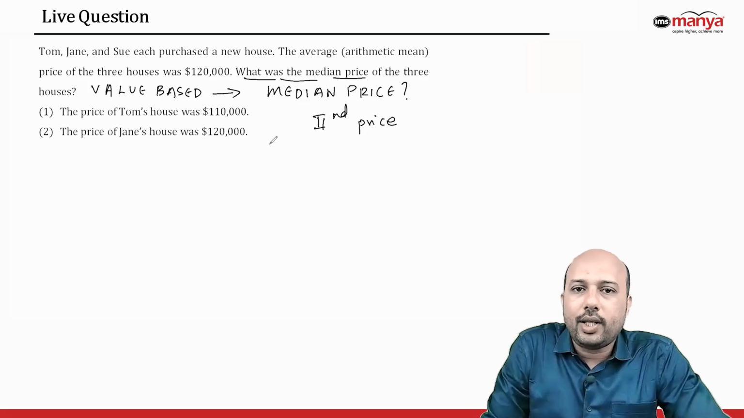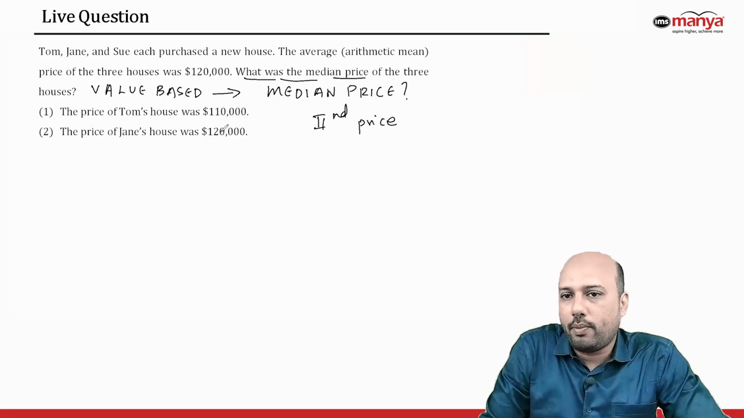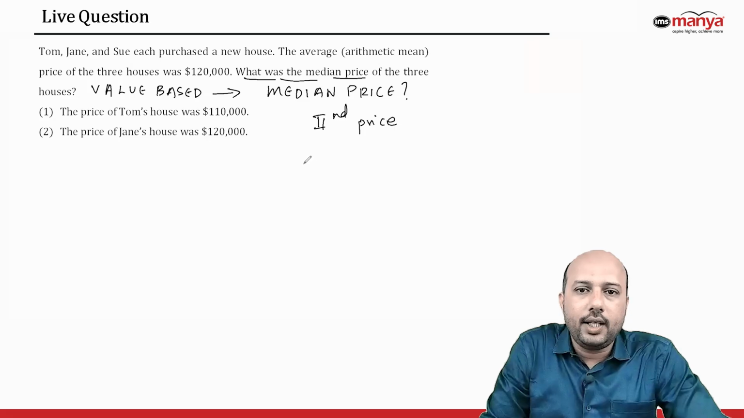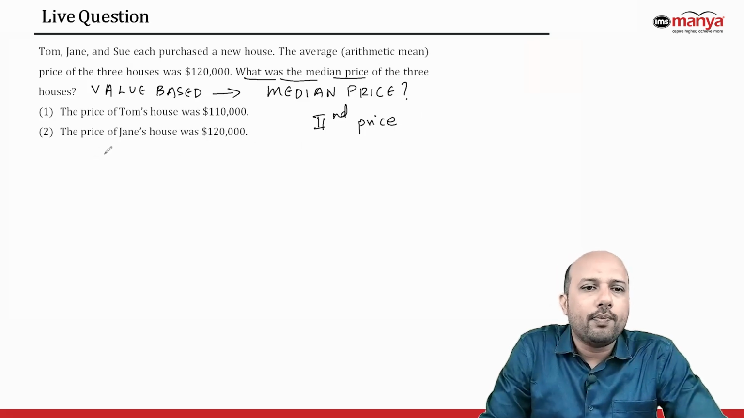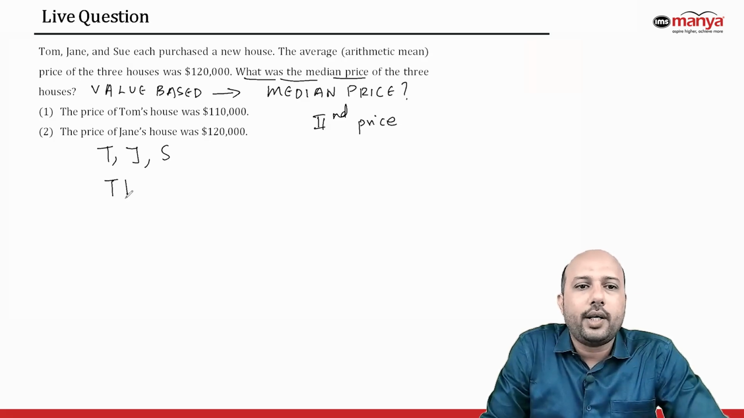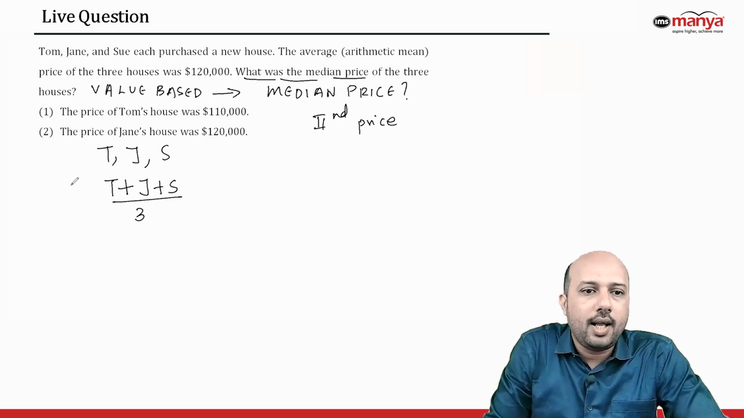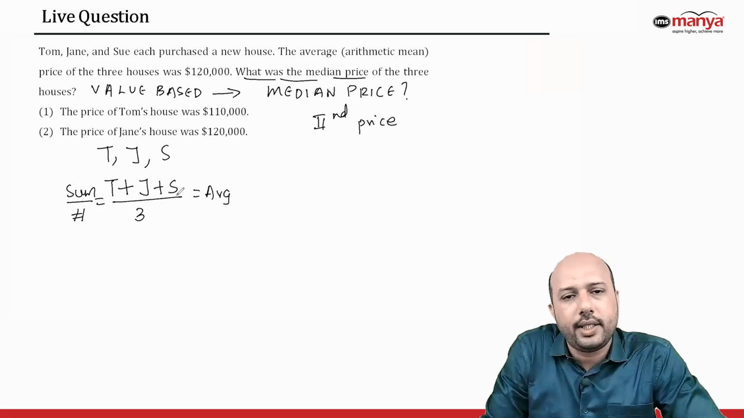Now we know we have to find a unique value here because it's a value-based data sufficiency question, and we are clear on what we need. But let's try to find out what we know from the question. If T is Tom's price, J is Jane's price, S is Sue's price, we do know that the average of the three prices was $120,000. Average means the sum of all the prices divided by the number of elements, which in this question is $120,000.